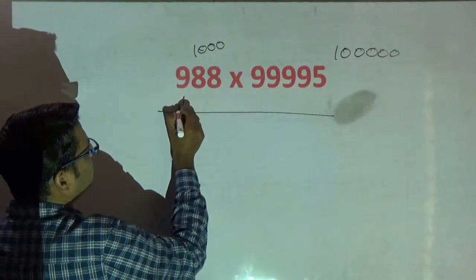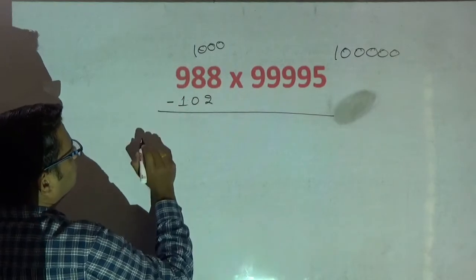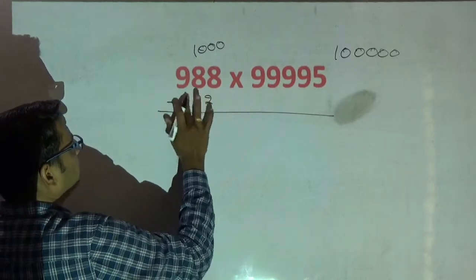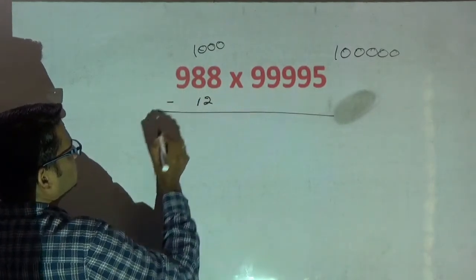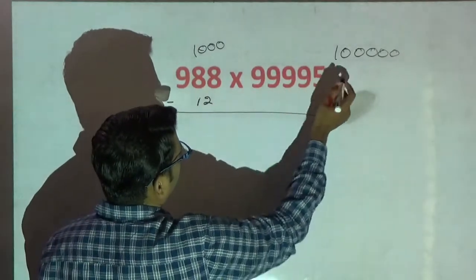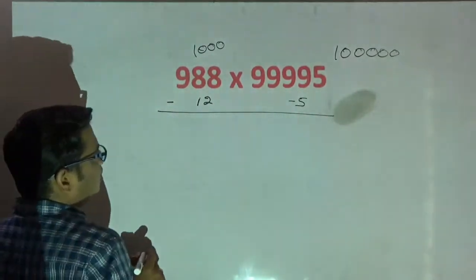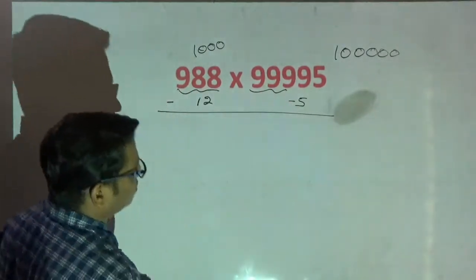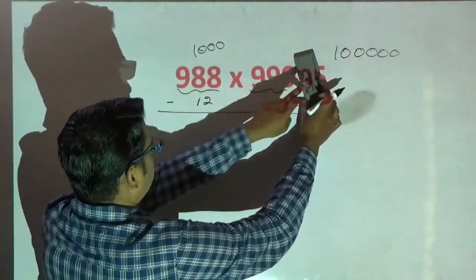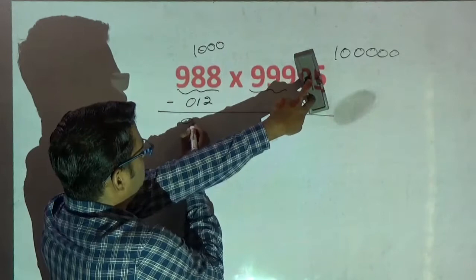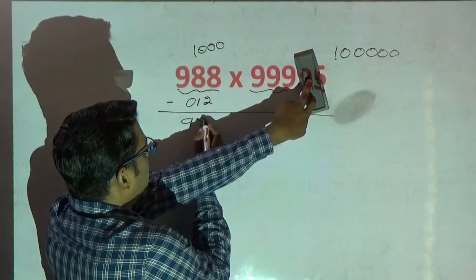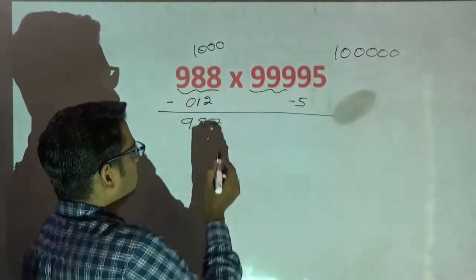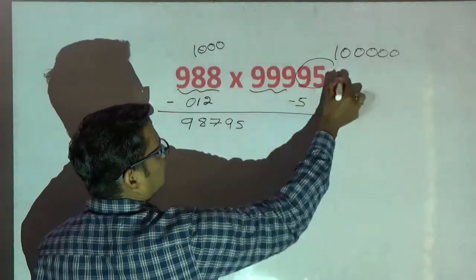This is below 1000 by how much? It is below your 1000 by 12. Now, this is below your 1 lakh by how much? 5. Now, what you need to do is, count how many digits here? 3 digits. Only 3 digits you should count, and you should ignore this 95 for the time being. Here, 0 you can consider. 9 minus 0 is 9. 9 minus 1 is 8. 9 minus 2 is 7. Now, 999 minus 12 is 987. Then you write that 95 as it is. These two digits, 95, you can write as it is here.